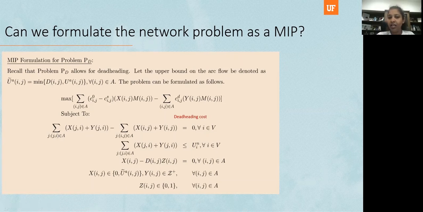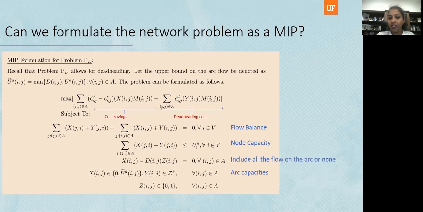So this is deadheading cost. This is cost savings due to dedicated part. These are the constraints. First one is flow balance. Second one, node capacity. Third one says that you include all the flow on a particular arc if you are using it in the dedicated network. And you have arc capacities, 0, 1 variables, everything.